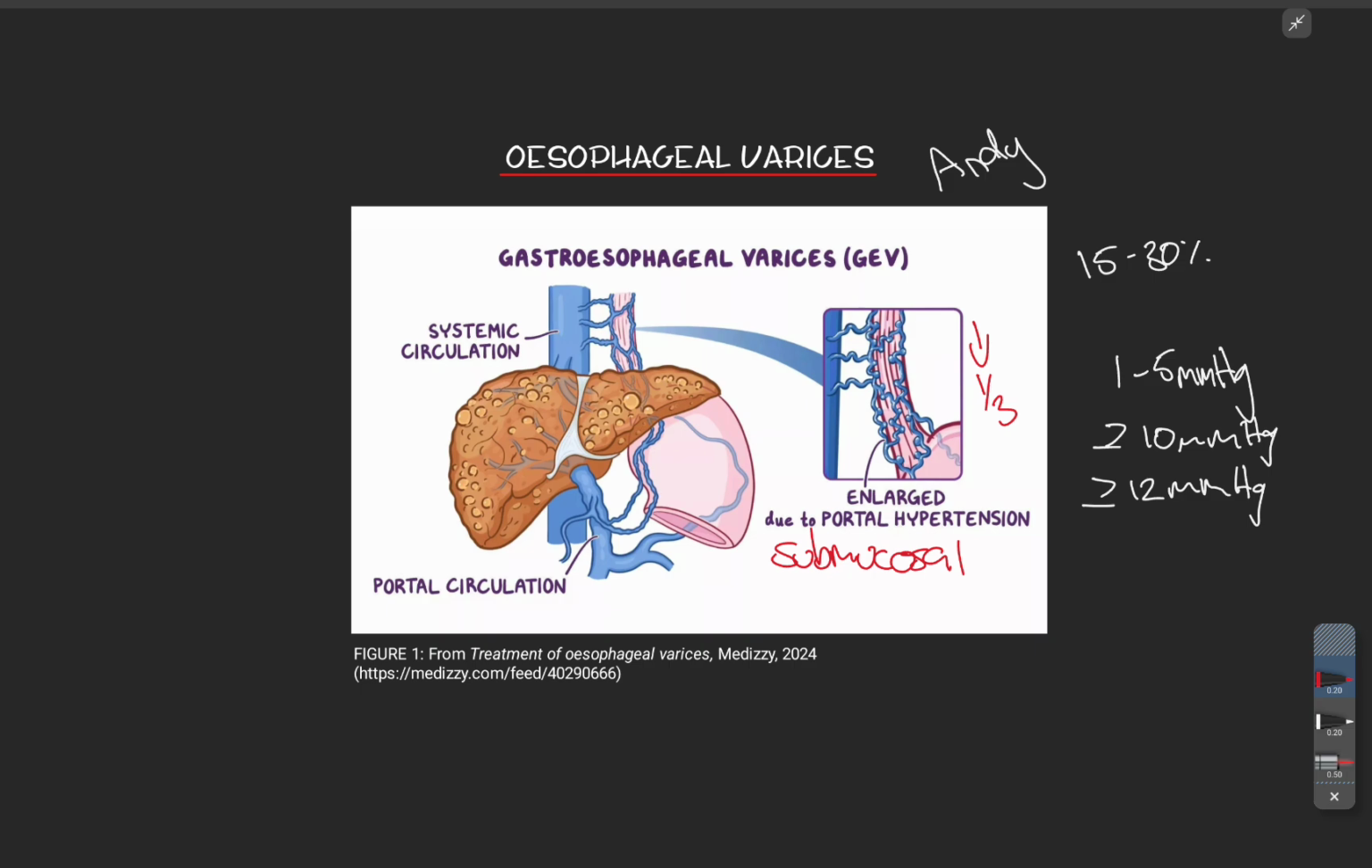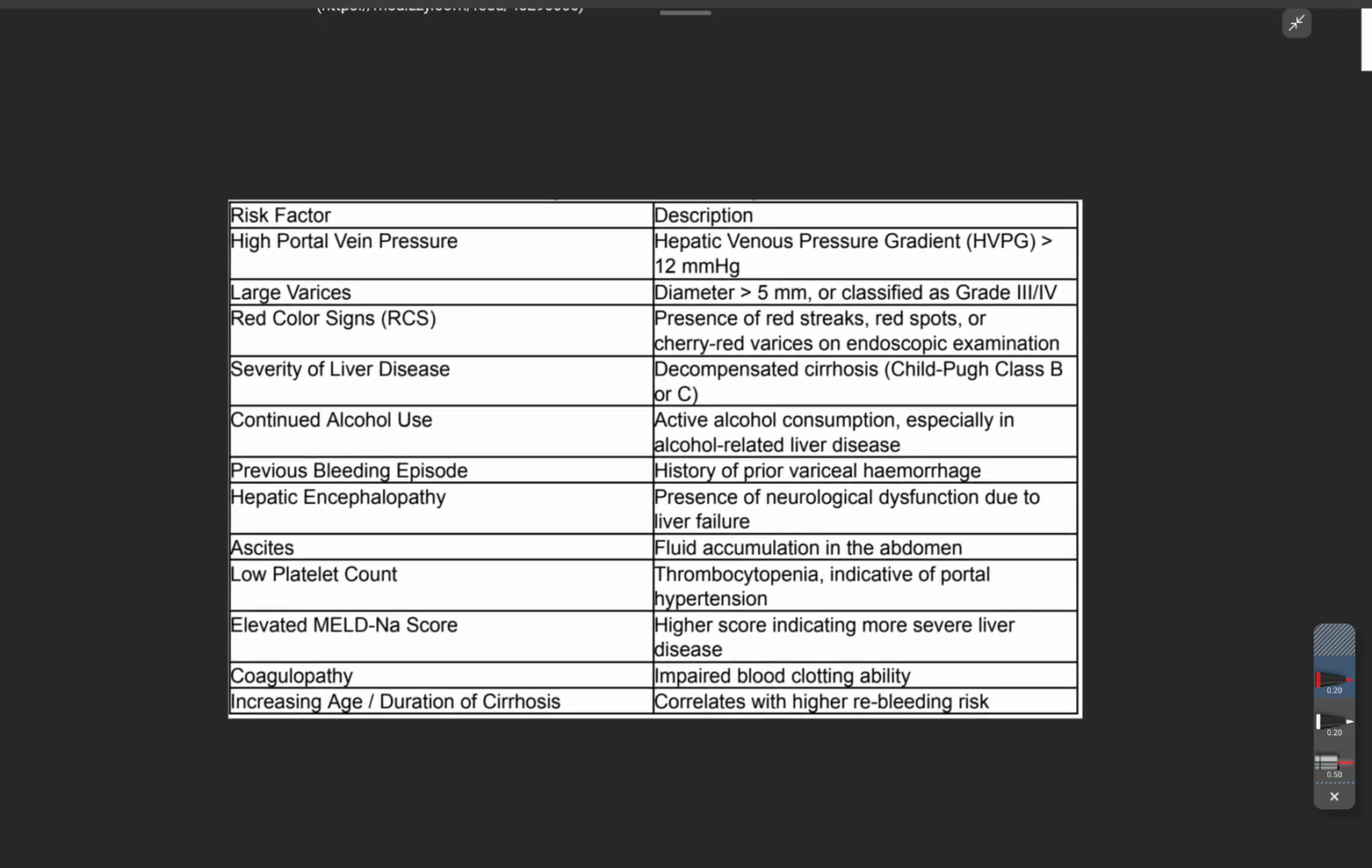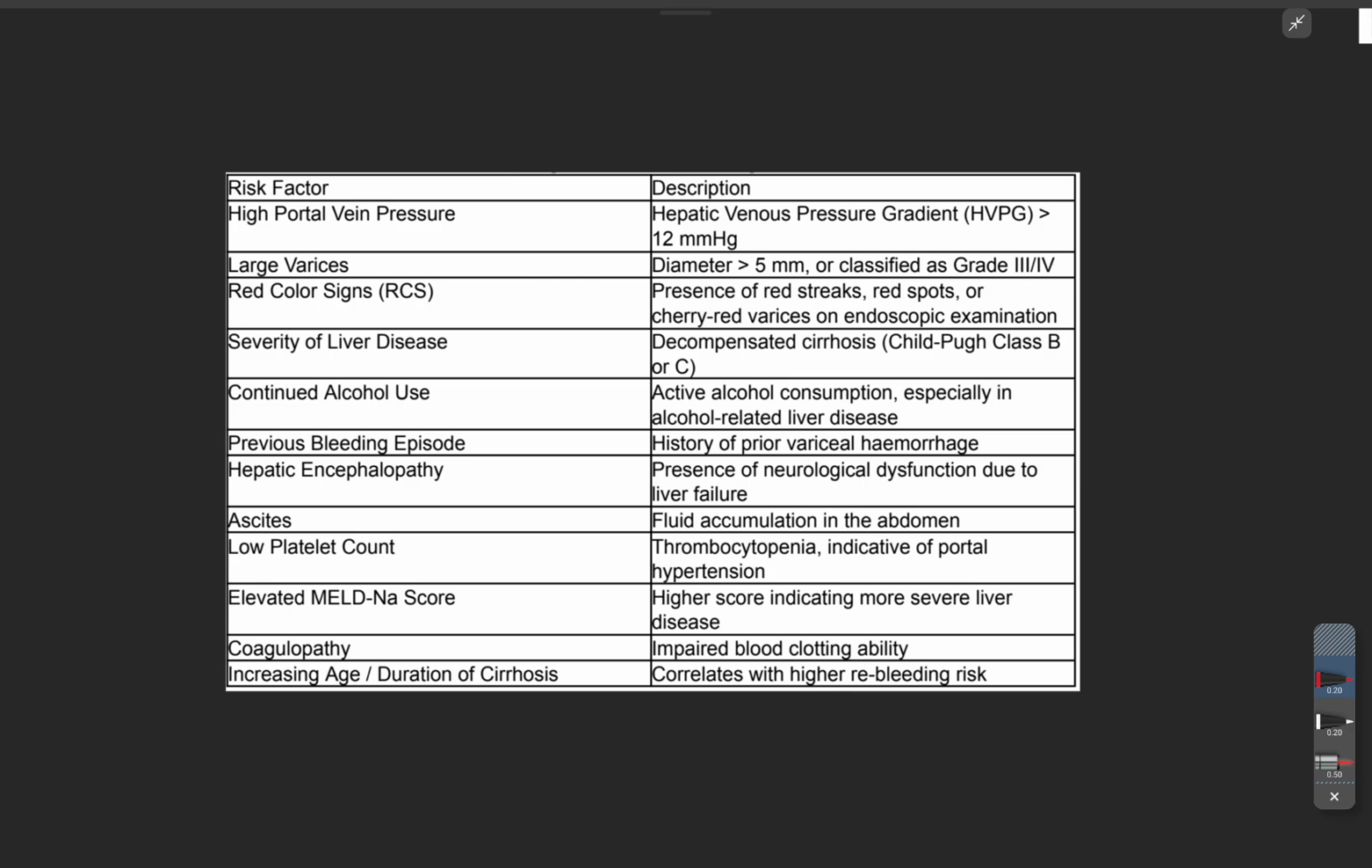Depending on the advancement of the underlying liver disease and risk factors, which are shown here, the mortality rate of an acute esophageal varices bleed can fluctuate between 10% in early liver disease and up to 70% in advanced stages. With these increased risk factors, patients have a higher likelihood of reaching this 70%.